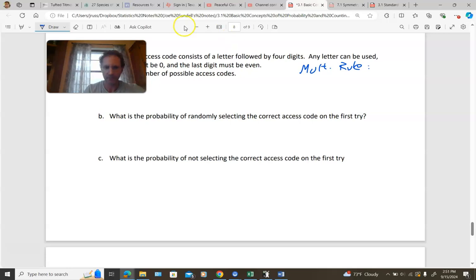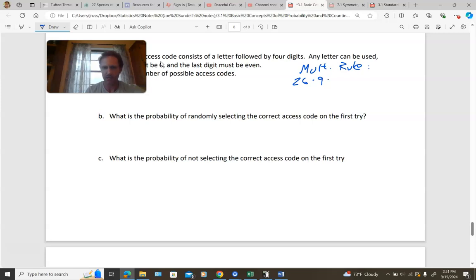Okay, so if it's a letter followed by 4 digits and it says any letter can be used, well, that means there's 26 possibilities times. And then for the first digit, it says we cannot use 0. Well, that means there's 9 left that we can use. So there's 9 possible ways we can find a first digit.